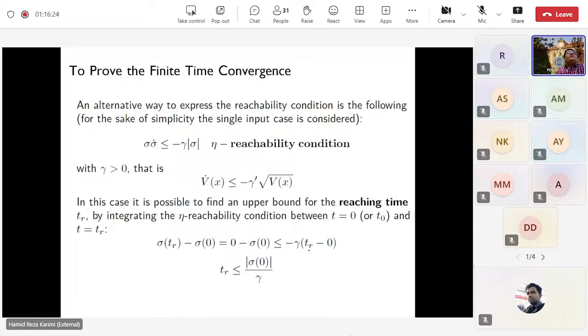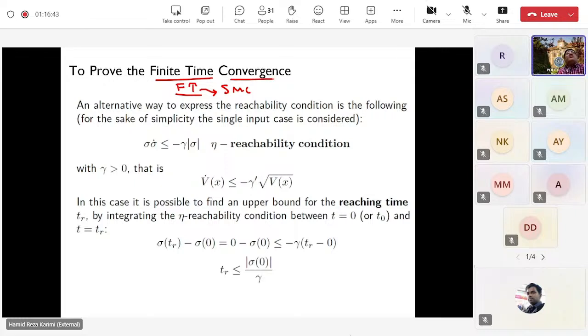So now we come to prove the finite time. If you want to look at the FT, because FT is one of the important aspects of the SMC, the sliding mode control, we need to look at finite time convergence. It is very important.